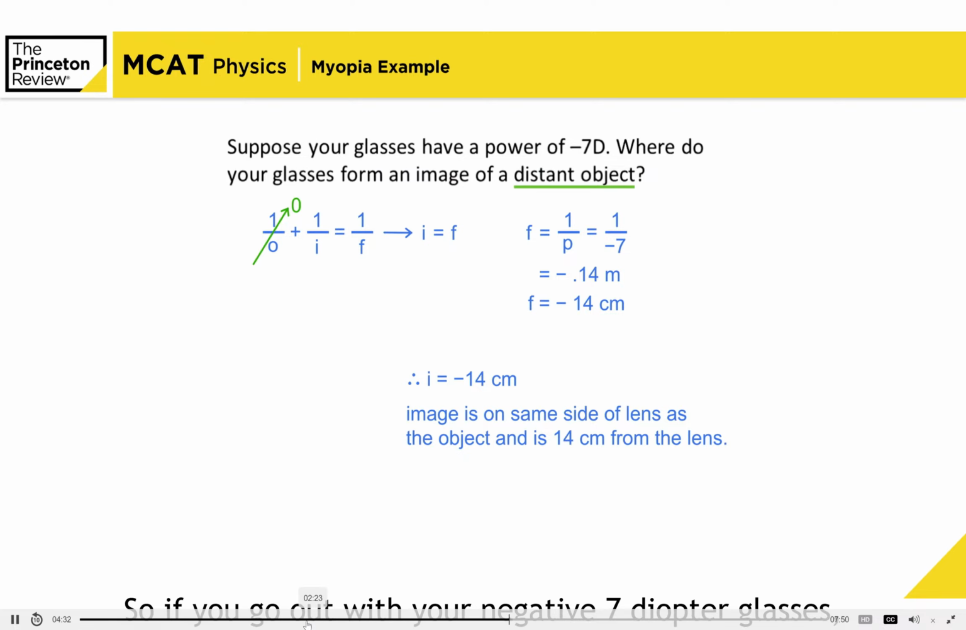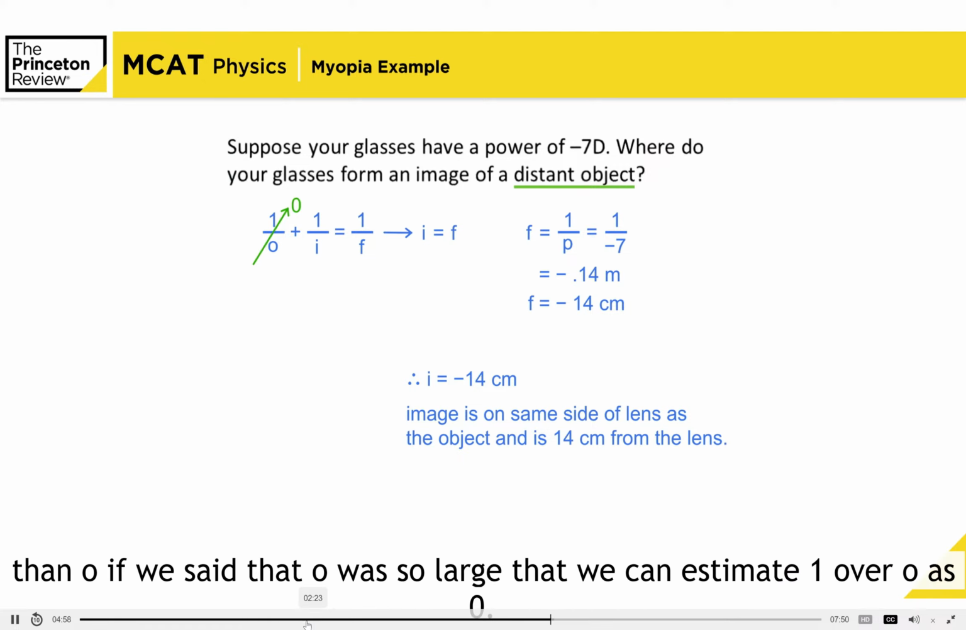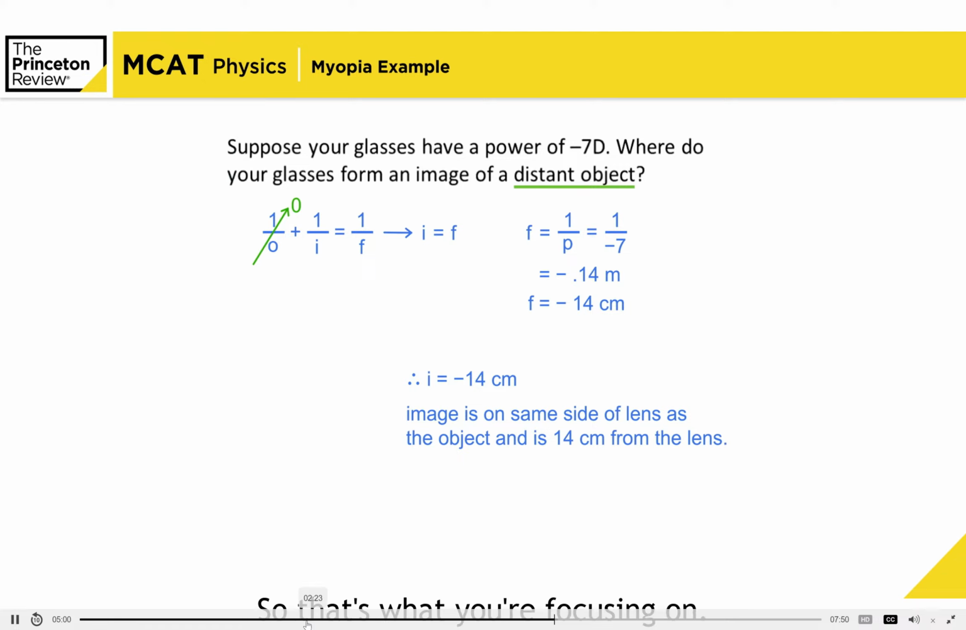So if you go out with your -7 diopter glasses, and you look at the distant building, the image that you're actually focusing on is floating 14 centimeters in front of your face. Well, 14 centimeters in front of your glasses, let's say. And it's an upright image because I is negative, therefore magnification would be positive. It's a much smaller image than the object, because I is clearly a lot smaller than O if we said that O was so large that we can estimate 1 over O as 0. So that's what you're focusing on.